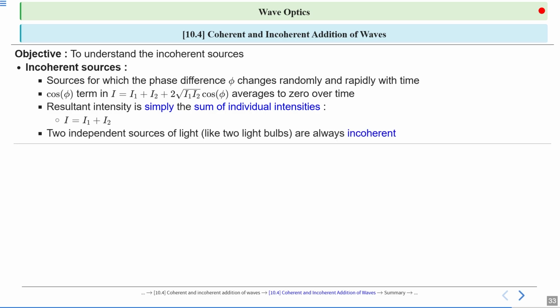So two independent sources of light, like two light bulbs, are always incoherent. So two independent sources are always incoherent sources.